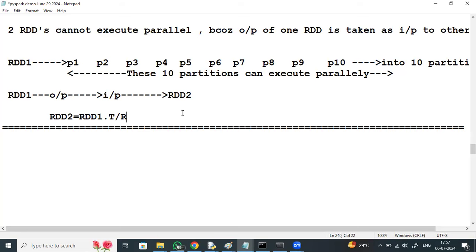Very simple. The partitions will be distributed across those 5 systems. System 1, 2 partitions, system 2, 2 partitions, system 3, 2 partitions, system 5, 2 partitions. 10 partitions got distributed across these 5 systems. If there is only one system, all the 10 partitions are stored in a single system. No parallel processing, you will see. With 10 systems, 10 systems are working parallelly, running parallelly on a single data object with 10 partitions executing parallelly.